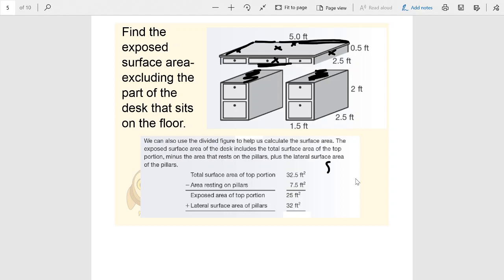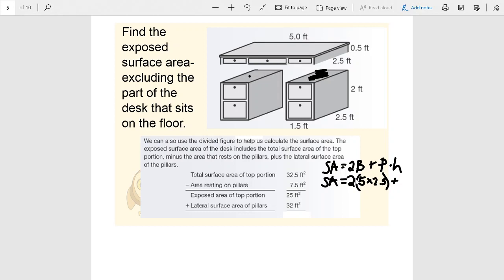Total surface area comes from doing 2 times the area of the base plus the perimeter of the base times the height. Okay, so when we do that, 2 times the area of the base. The area of the base is this big piece up here. So 5 by 2.5. And then I'm going to do perimeter of the base times the height. Let me get rid of a little bit of this so it's easier to see everything.